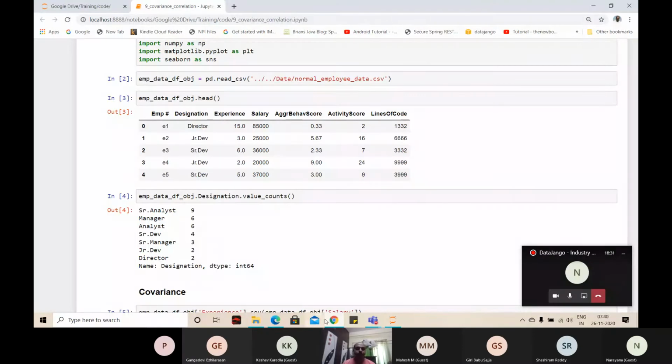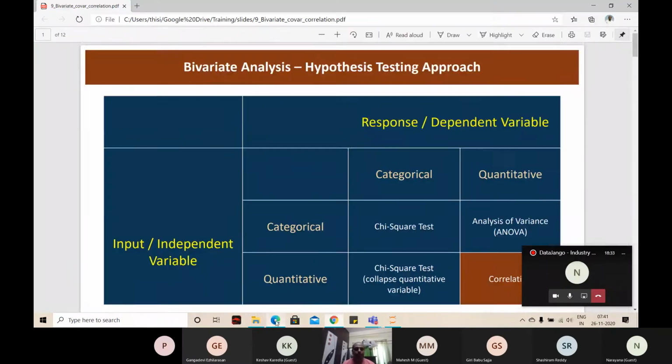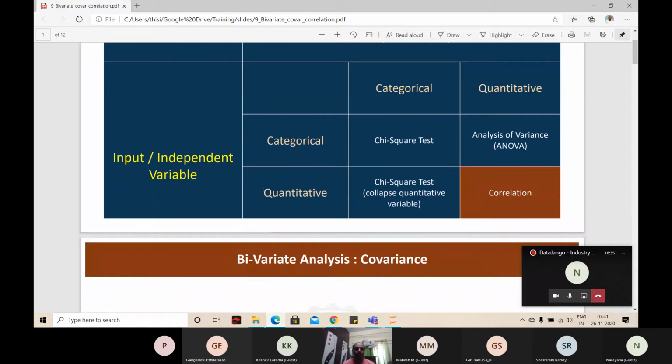Different things are there in correlation. So we'll see. Yesterday we were looking into covariance and correlation, where a quantitative to quantitative relationship is what we are trying to see. If the input variable is quantitative and the output variable is also quantitative, and we want to see whether the input variable is really important in predicting the target variable or not, we can do a correlation test.